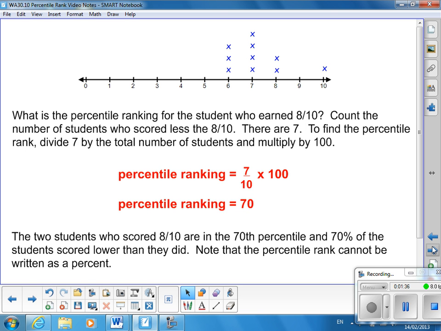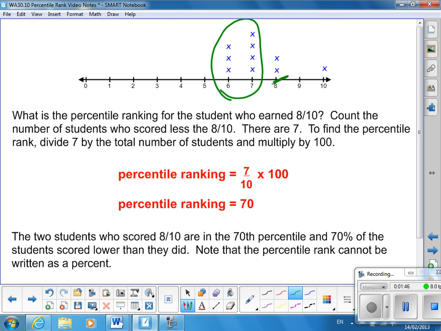What is the percentile rank for a student who earned 8 out of 10? Count the number of students less than 8 out of 10. So that would include this group here. Even though there are 2 people at 8 out of 10, you don't count those ones. It's the number of people that scored less. So there's 7 of them. So you take 7 out of 10, divide by 100, and that will give you the percentile ranking. The 2 students who scored 8 out of 10 are in the 70th percentile of the students. 70% of the students scored below them.